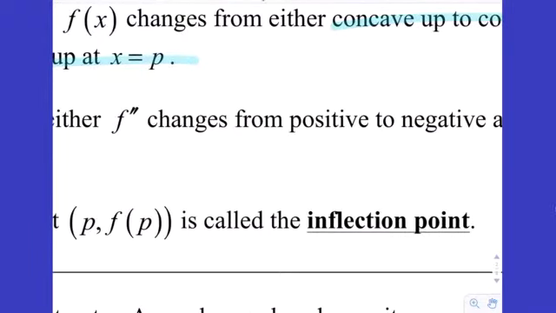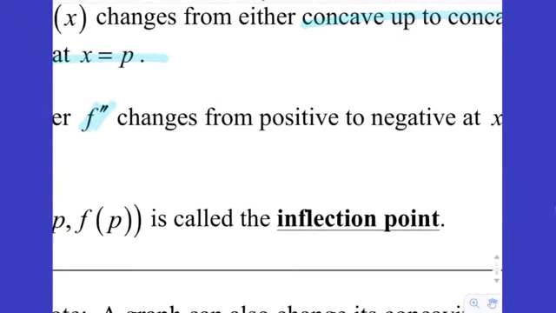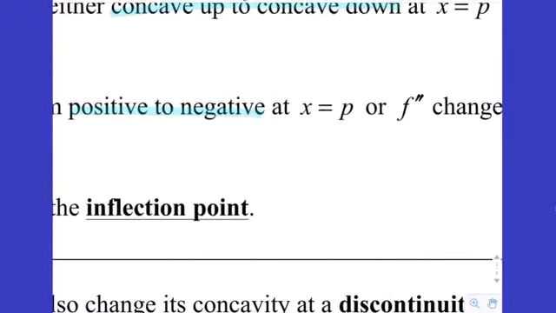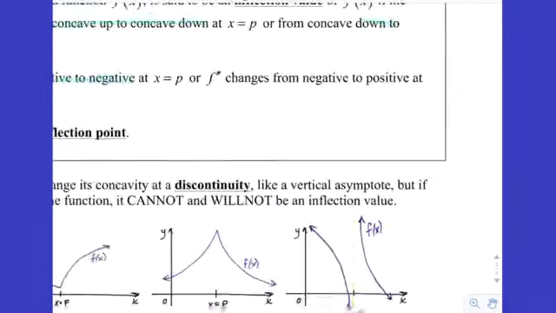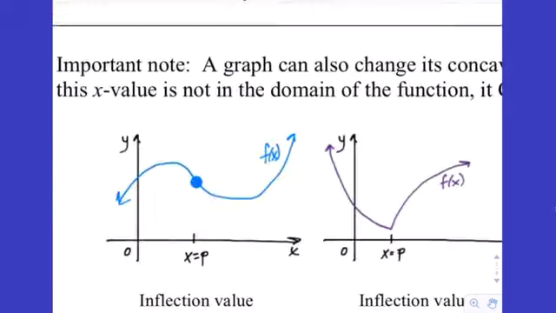What we're going to do to justify is like we did with the first derivative test. We're going to talk about a sign change in the second derivative. If f double prime changes from positive to negative, then the graph goes from concave up to concave down. And if f double prime changes from negative to positive, the graph goes from concave down to concave up. Okay? So here are some examples.